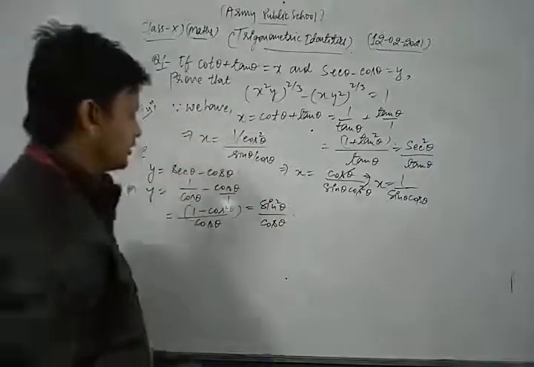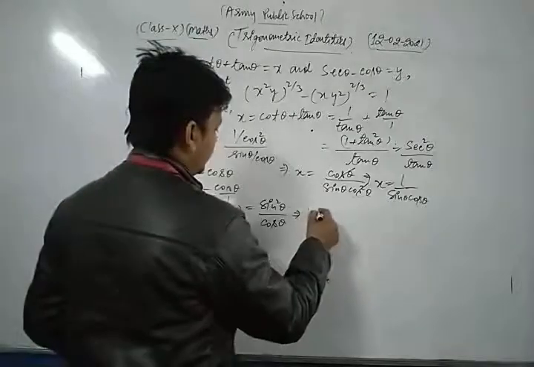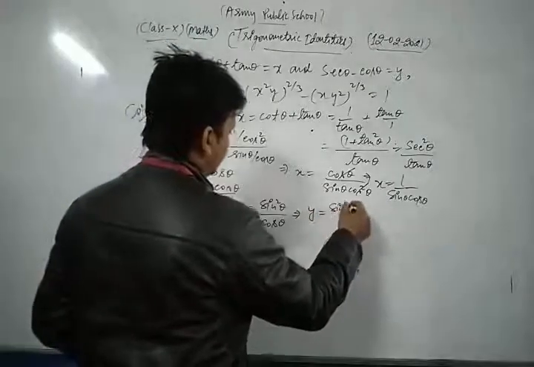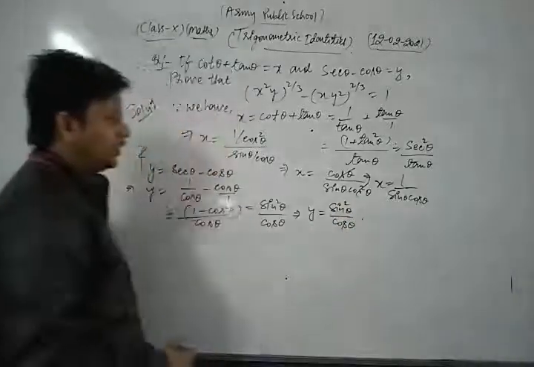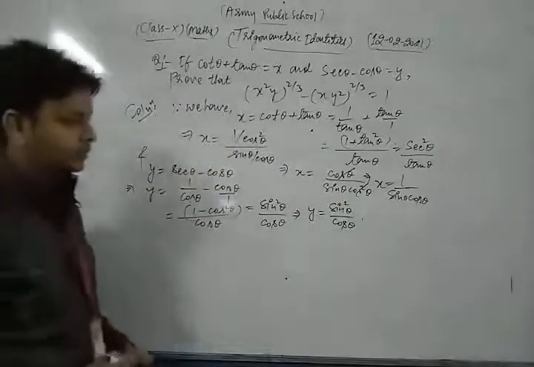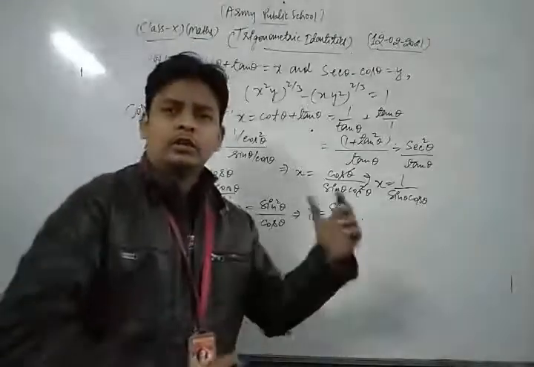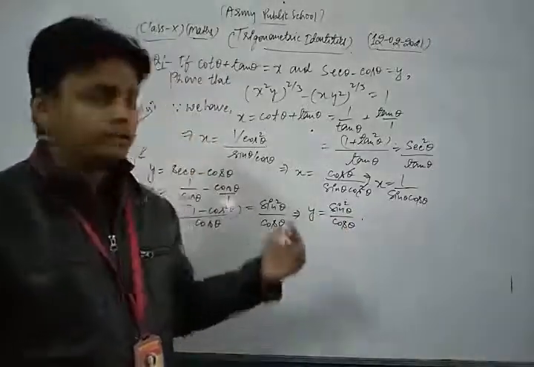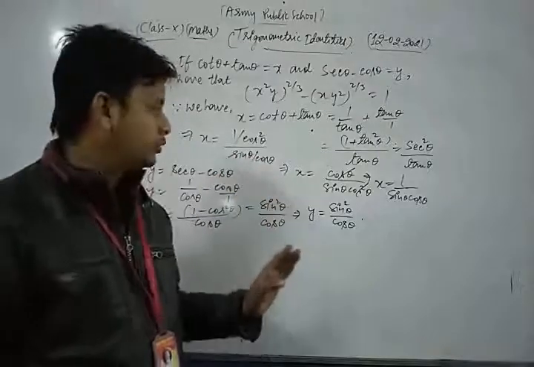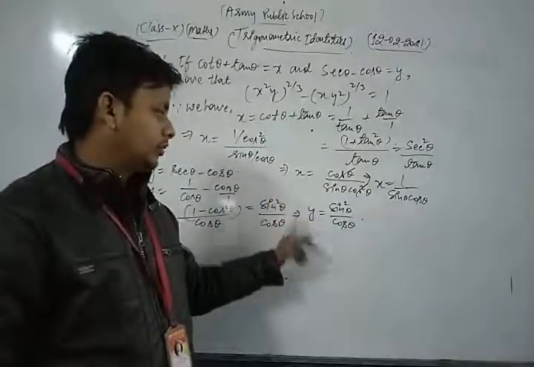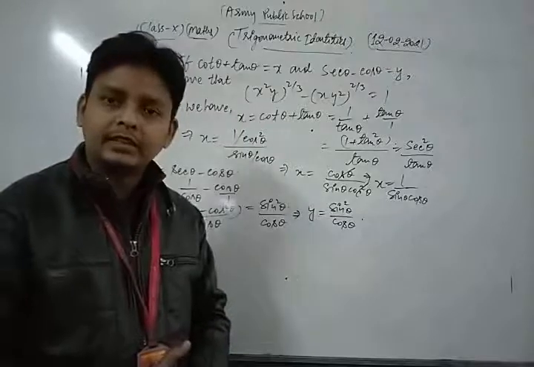Okay. Thus, in this way, we get the value of y as what? Sin square theta upon cos theta. So, thus, dear students, first of all we simplify them, and hence we get the values of x and y.